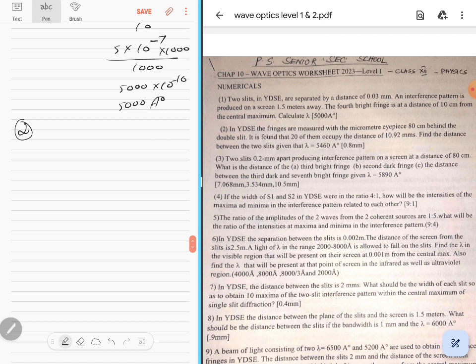In Young's double slit experiment, the fringes are measured with a micrometer eyepiece 80 centimeter behind the double slit. It is found that 20 of them occupy the distance of 10.92 millimeter. Find the distance between the two slits. Okay, let me answer this question for you.